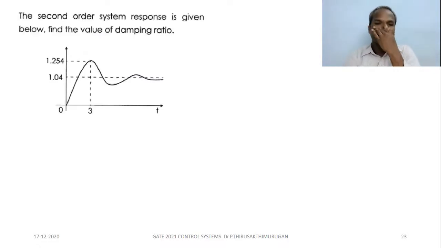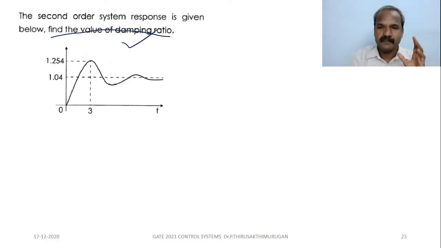Then the second order response is given in the diagram graph. So we have to find the value of the damping ratio. From the underdamped control system response, if you want to determine the damping ratio, first calculate the maximum overshoot. From the maximum overshoot we can easily determine the zeta value. Whenever you want to find the damping ratio from a second order underdamped control system, straight away go to the maximum overshoot.